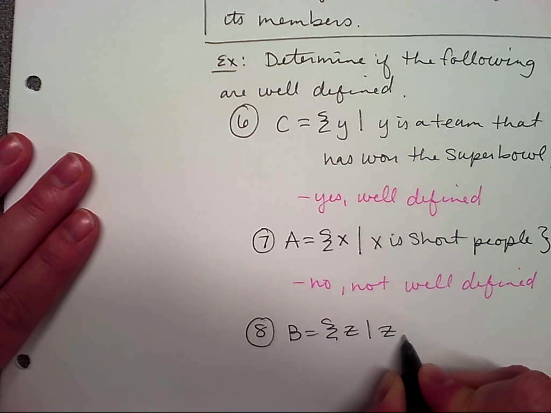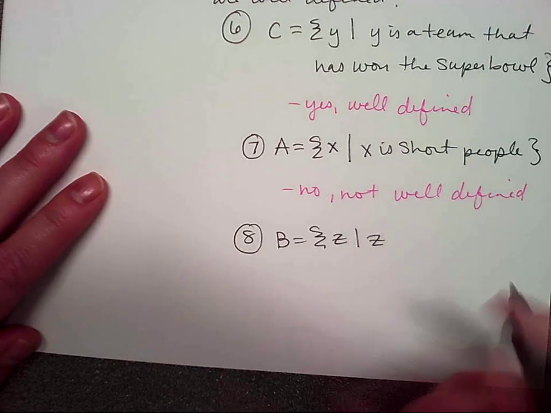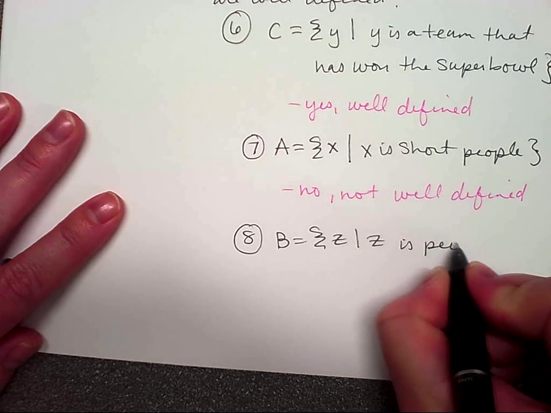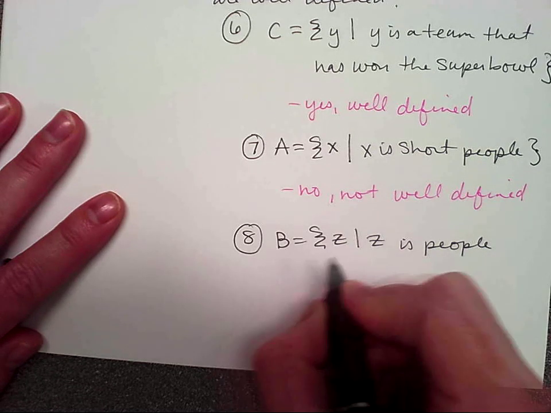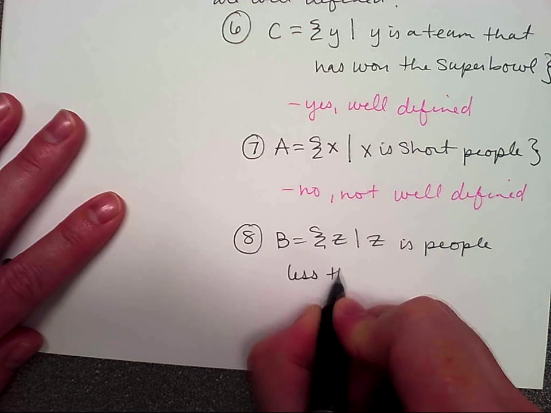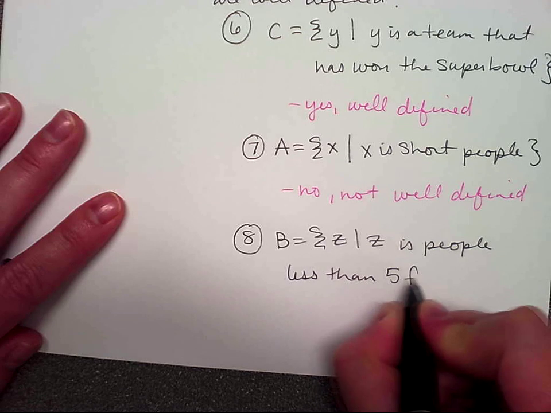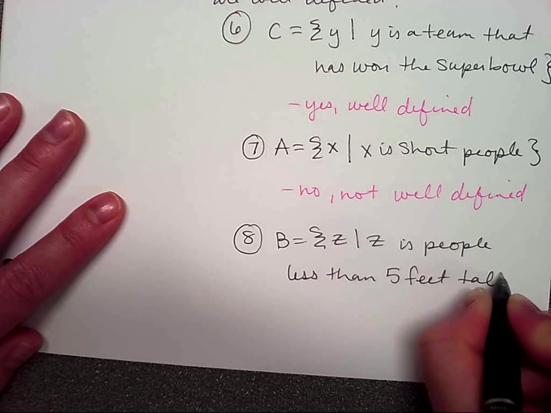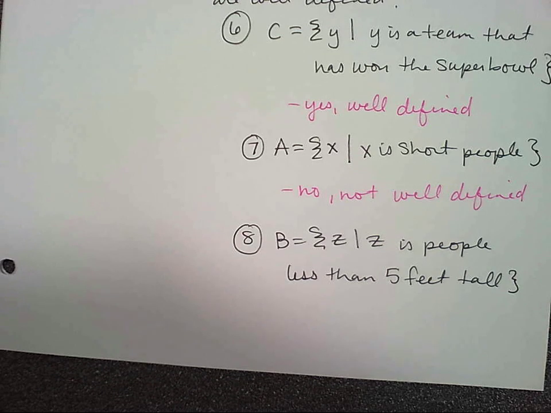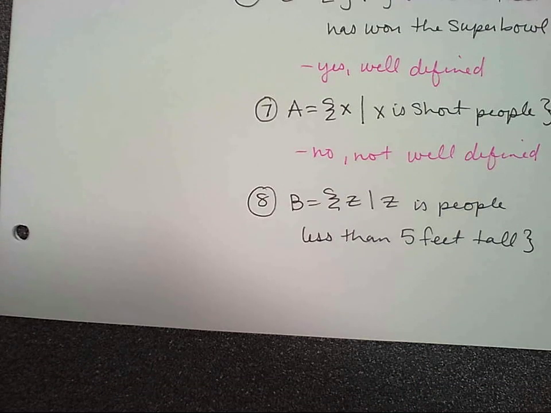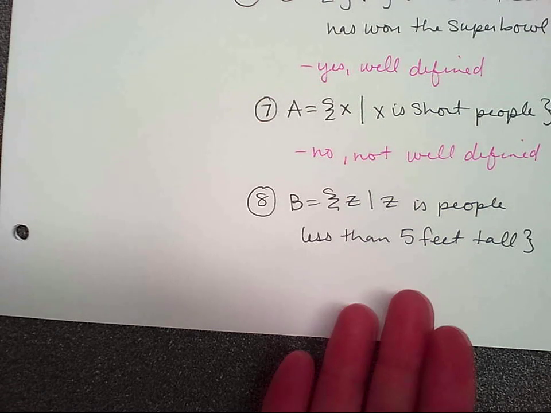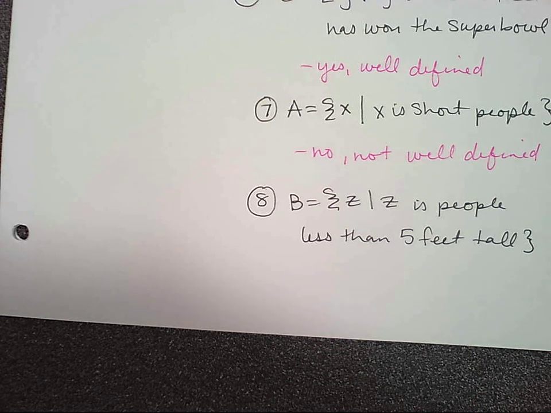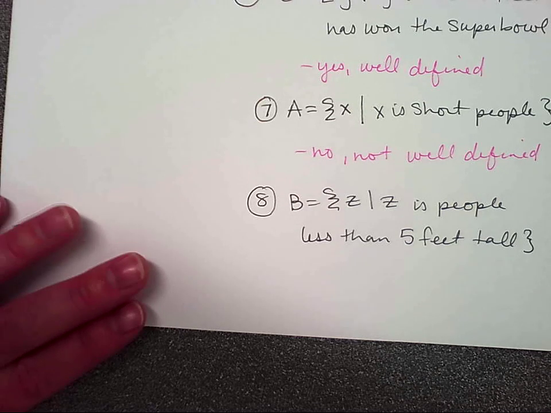Awesome, Meadow. So B equals the set Z, such that Z is people less than 5 feet tall. Or 5, whatever, right? Is that a well-defined set? Can I look at people and say, yes, no, yes, no, yes, no? Yeah. Okay, so this is a well-defined set because I can measure it. I can tell if somebody is in this set or not. So this is yes.